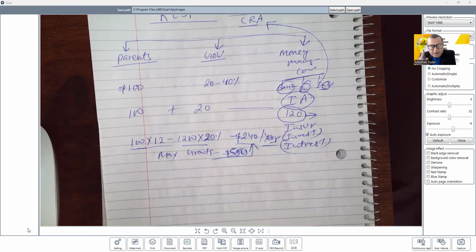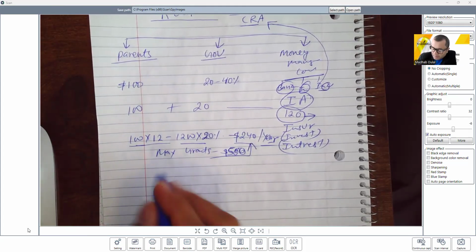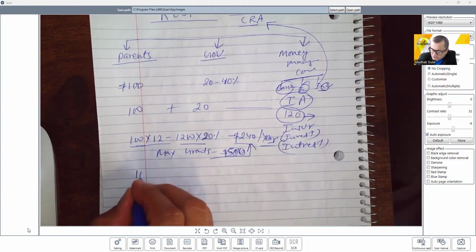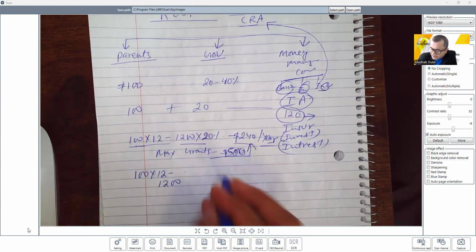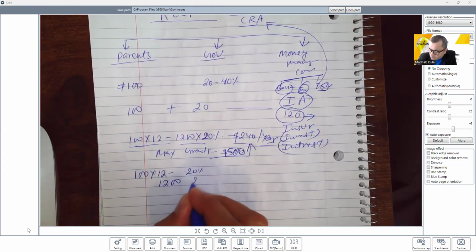Okay. But I will give you one idea which may not be available with all institutions. So you've got to understand it, you've got to see it. What idea can I give you? You put $100 here. In 1 year, how much investment are you going to make? $1,200. How much grant are you going to get? $240.